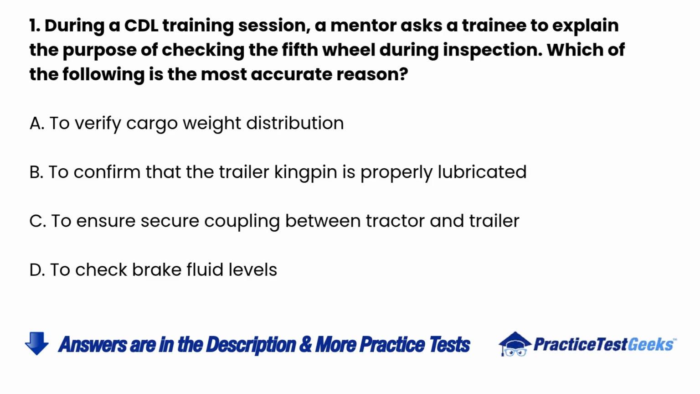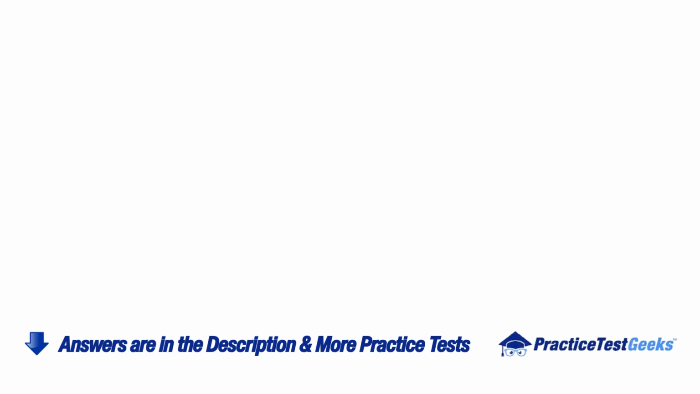1. During a CDL training session, a mentor asks a trainee to explain the purpose of checking the fifth wheel during inspection. Which of the following is the most accurate reason? A. To verify cargo weight distribution. B. To confirm that the trailer kingpin is properly lubricated. C. To ensure secure coupling between tractor and trailer. D. To check brake fluid levels.